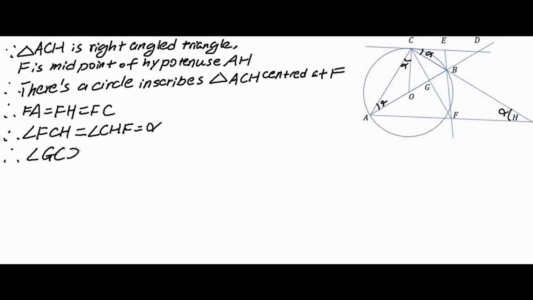Hence, we know that angle GCD equals angle GCB, which is the same as angle FCH plus angle BCD equals 2 alpha, and we can label this as equation 4.